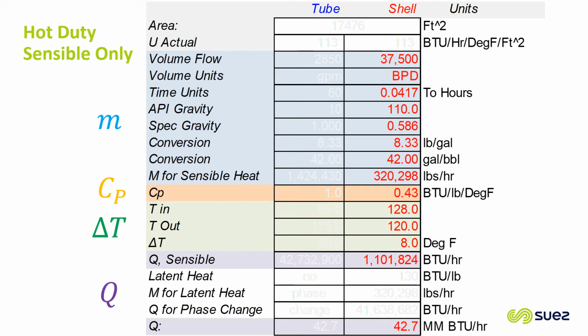As you'll note, as we mentioned before, the pounds per hour is different because we have a different density. We are recorded in barrels per day here instead of GPM, so the conversions are a little different, but we come up with 320,000 pounds per hour. Different heat capacity, much lower. Delta T also much lower, so we end up with just about 1 million BTUs per hour of sensible heat change, and this is pretty low compared to the almost 43 million BTUs per hour we had earlier.